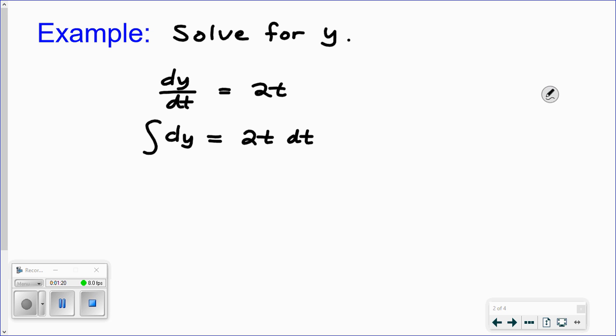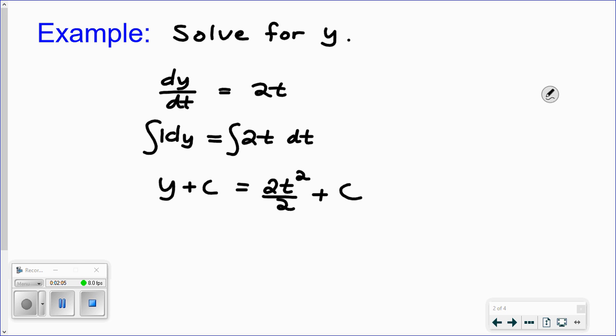You're going to put an integral symbol in front of each side, and then anti-derive both sides. If we're integrating dy, you could also think of this as the integral of 1 times dy. If I anti-derive 1 with respect to y, that just gets me y, or 1 times y, technically plus c, equals, if I anti-derive 2 times t, I get 2 times t squared divided by 2 plus c.